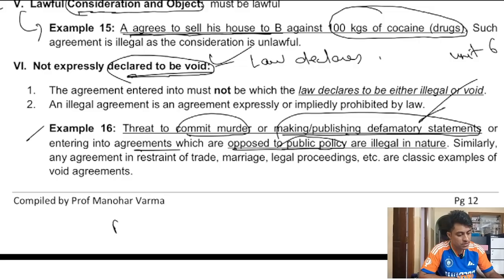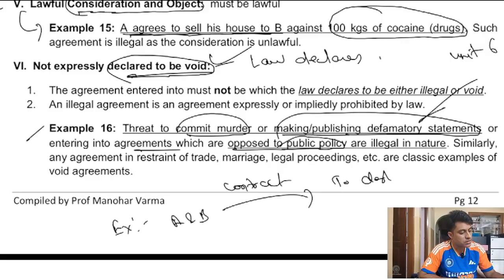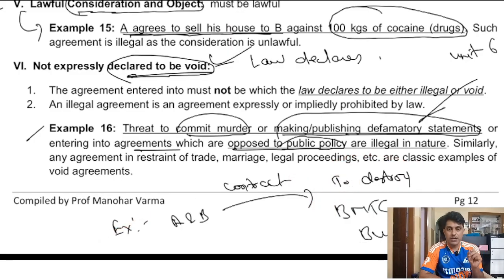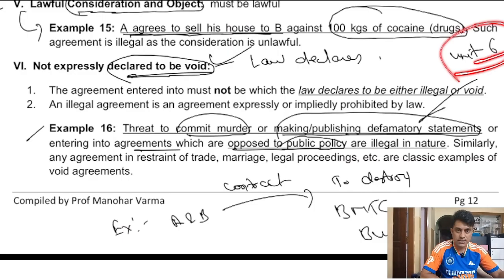Say for example, another simple example I'll give you. A and B entered into a contract to destroy a BMTC vehicle, a BMTC bus. Here, a contract to destroy a public property is against public policy, so this kind of contract is considered void by a court of law. In detail we will discuss this in unit number 6.